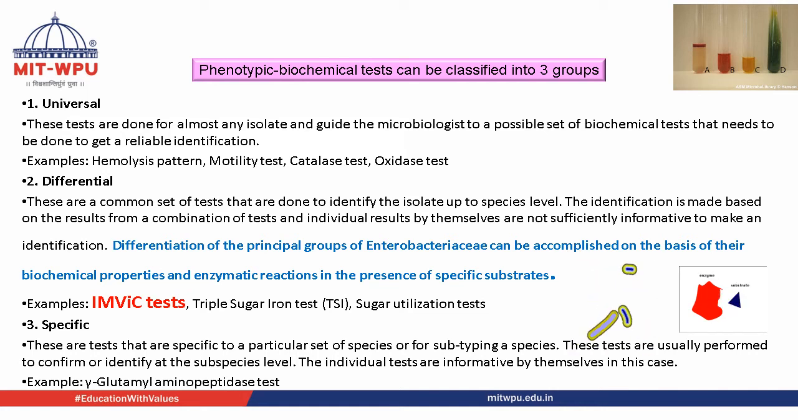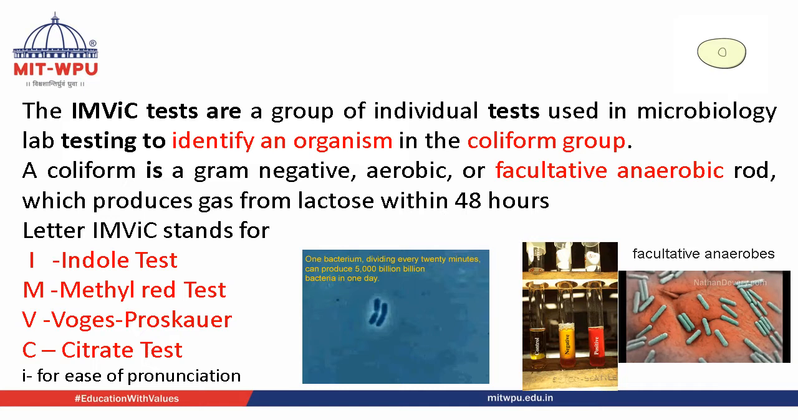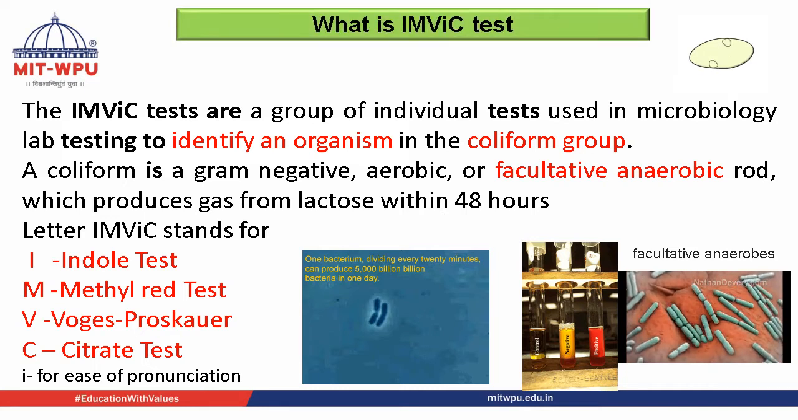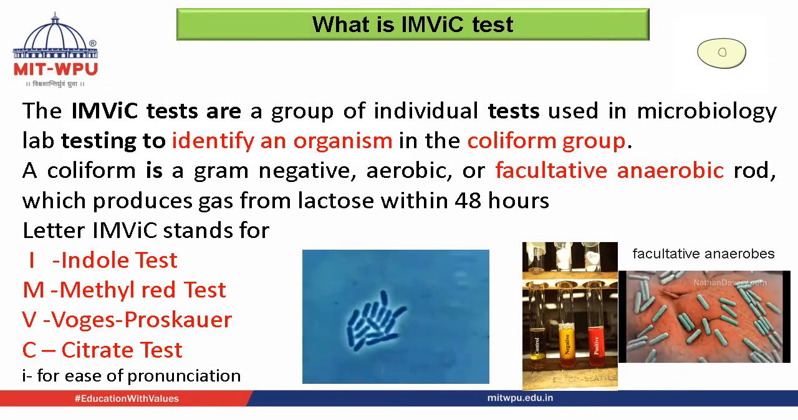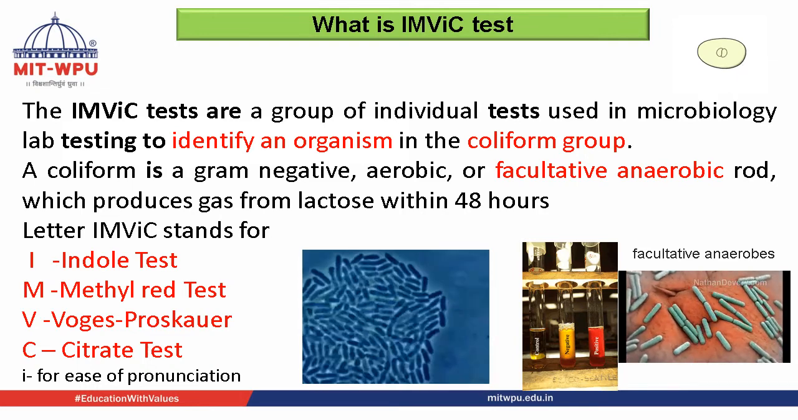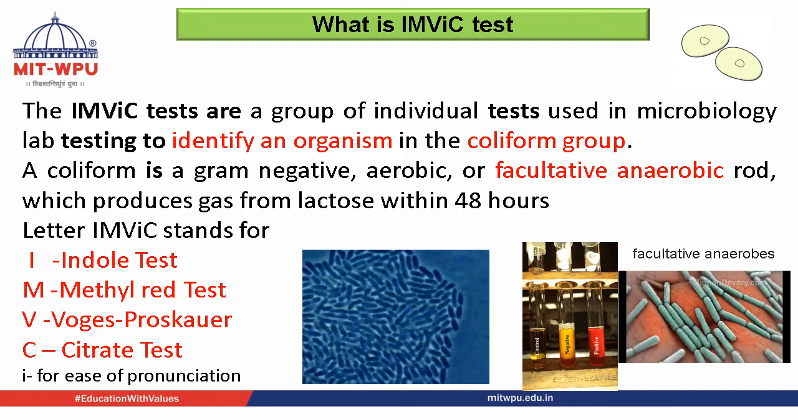And certain tests are very specific. They are very particular to particular microorganisms, for example the glutamyl aminopeptidase test. Then the IMViC test. What about this IMViC test? IMViC tests are a group of 4 individual tests used in microbiology lab testing to identify organisms in the coliform group, mostly Enterobacteriaceae.